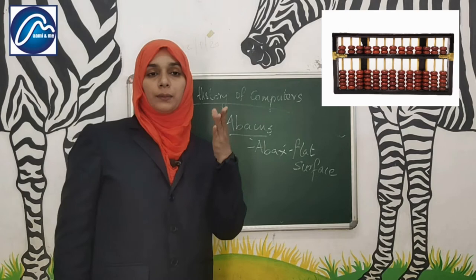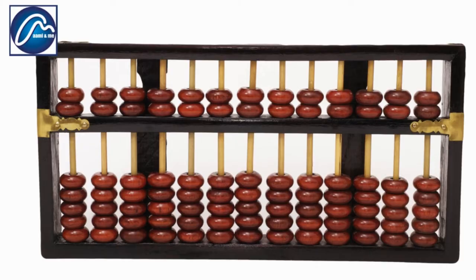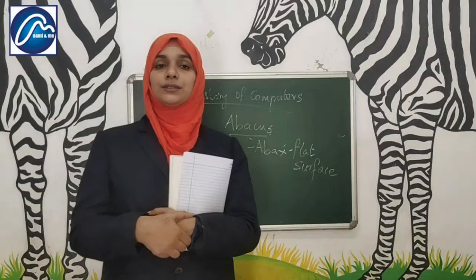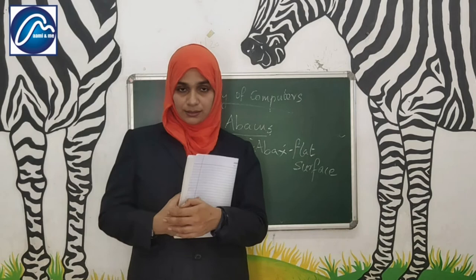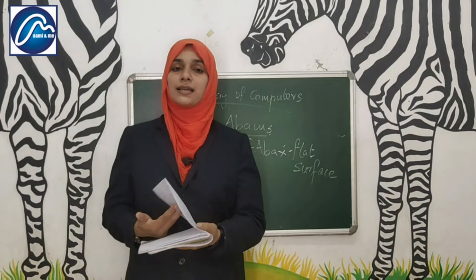It contains a frame with many rods, and each rod has a fixed number of beads for calculating. In earlier days, abacus was used by the merchants for basic calculation. Such as, what are the calculations? Addition, subtraction, multiplication, and division. Okay, merchants used abacus.